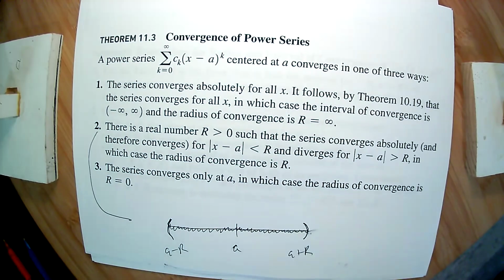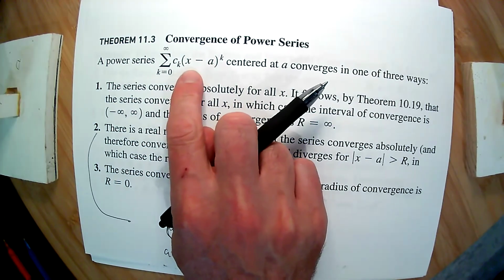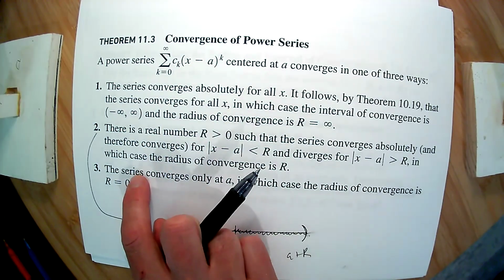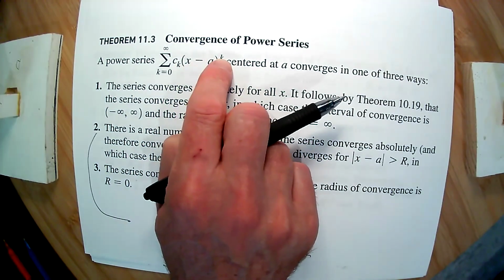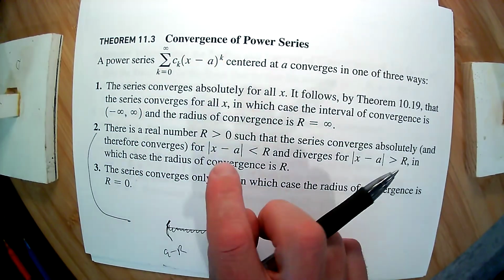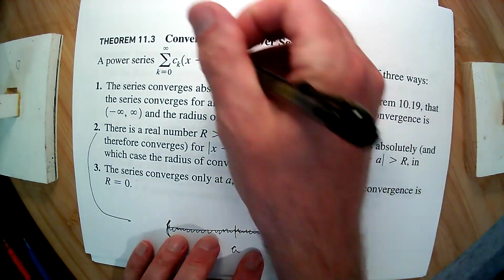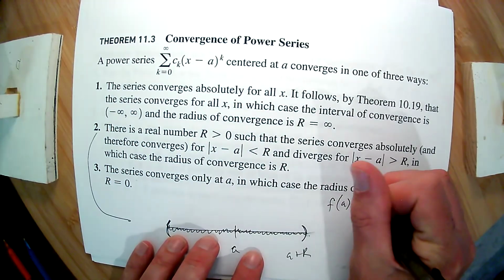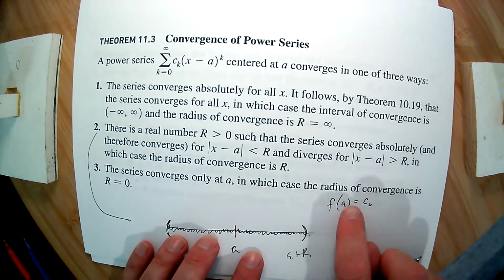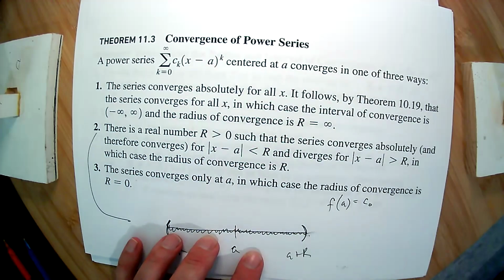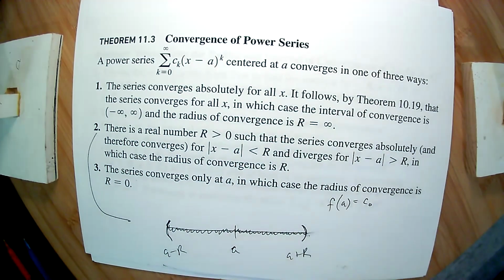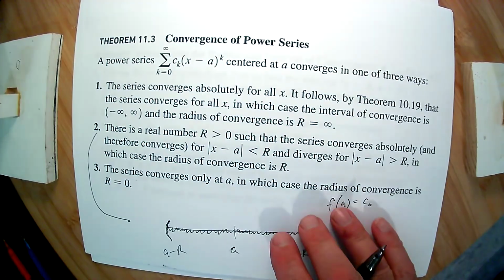The third case is the hard case, where the only place the series converges is at A itself. The reason that always works is that when you plug in A, you just get 0 to the kth power. So for any power series like this one, f of A would just be C0. Does that make sense? Anytime you plug in A, all of those higher order powers would be 0 terms in the sum, and so the only thing that could possibly be non-zero would be the first term.